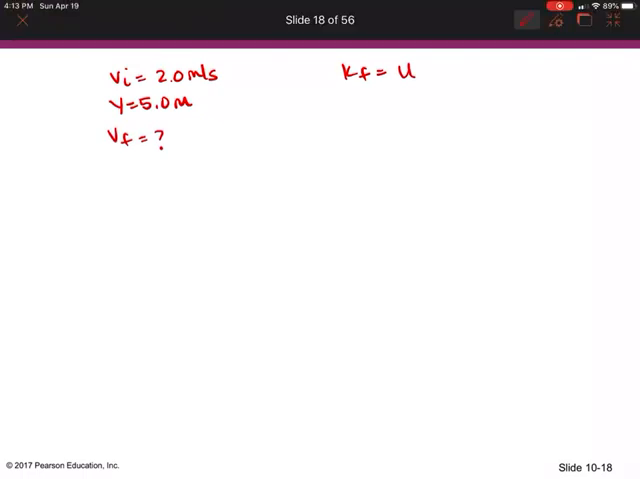Oh, I wrote that wrong. I don't know why I wrote equals there. Okay, so we've got our final kinetic energy plus our final potential energy is equal to our initial kinetic energy plus our initial potential energy. All right, so let's write all this. Well, let's figure out which one actually cancels out, I guess.